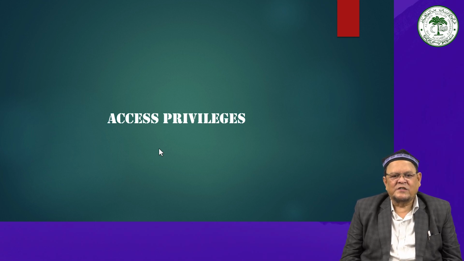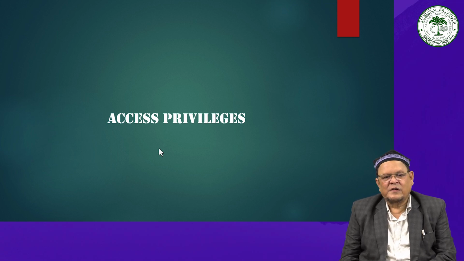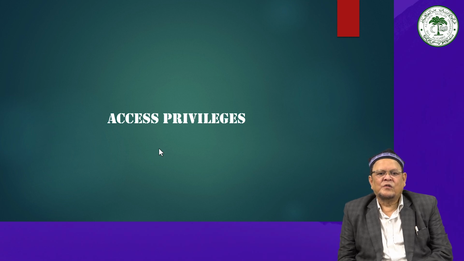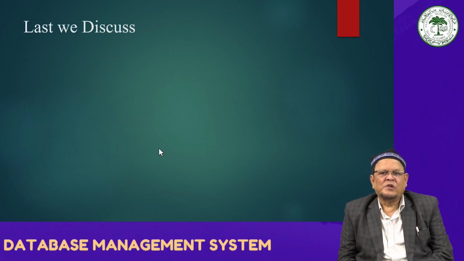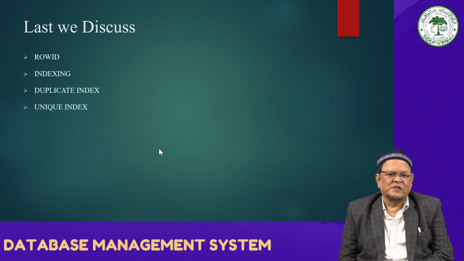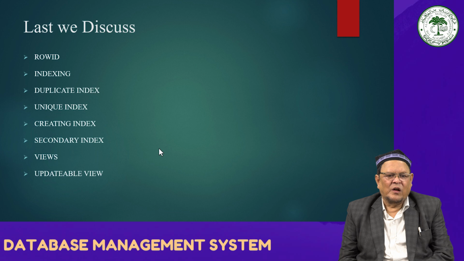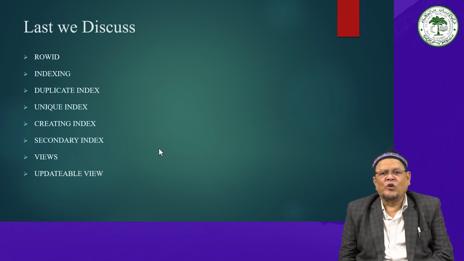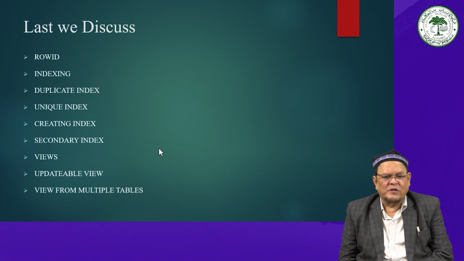Today we'll discuss access privilege. In the previous lecture, I discussed row ID, indexing, duplicate index, unique index, creating index, secondary index, views, and how you will create views, how you will delete, update, insert on the views, and updatable views, view from multiple tables.